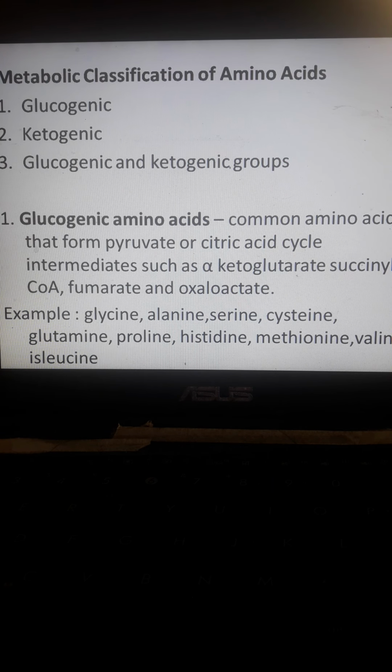Mga example yan, glycine, alanine, serine, cysteine, glutamine, proline, histidine, methionine, valine, and isoleucine. This is isoleucine na. Okay?